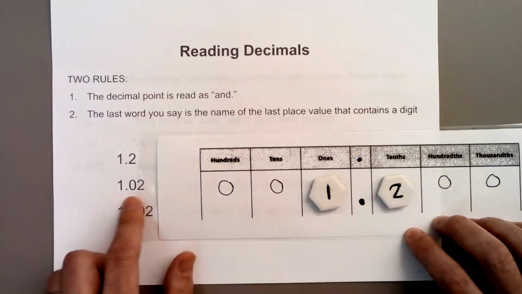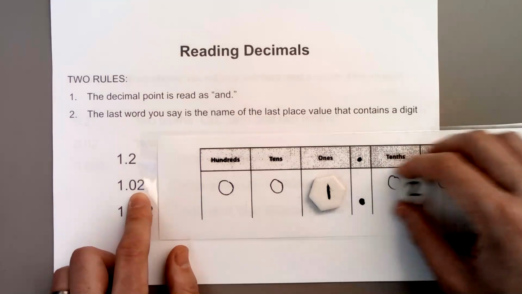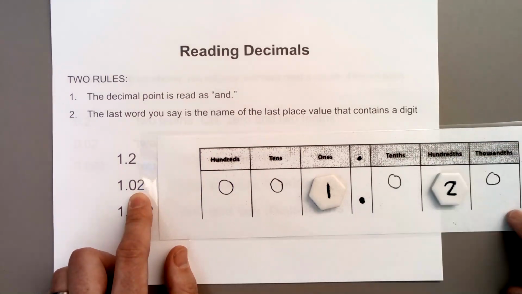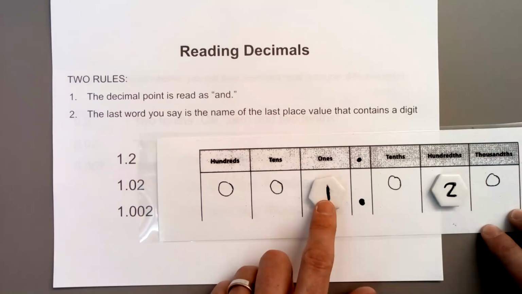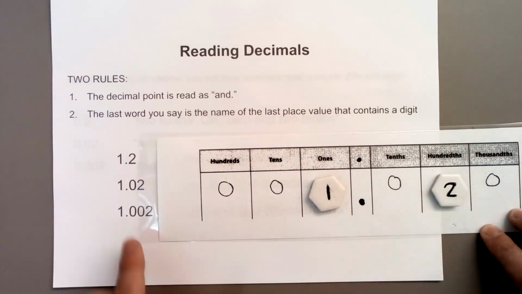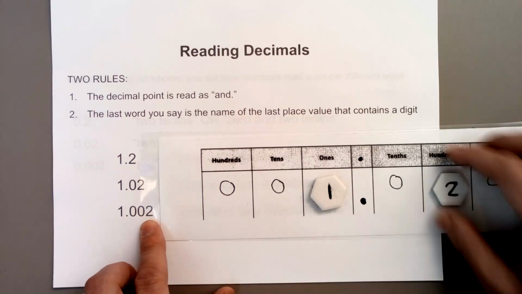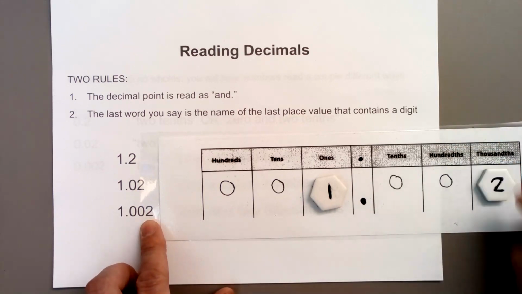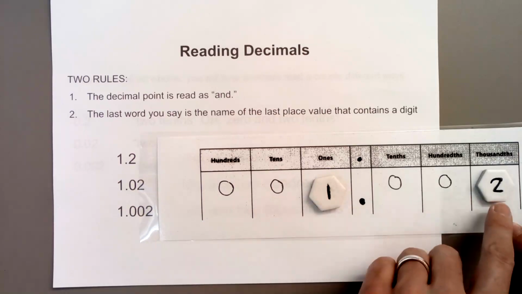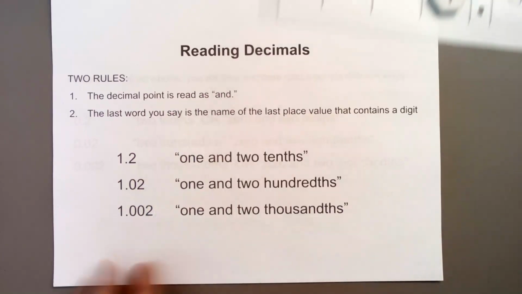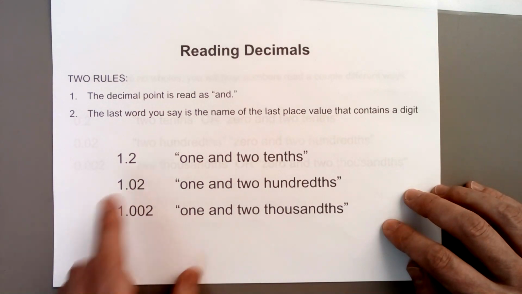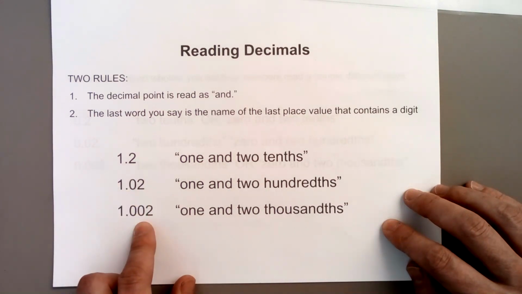So over here, the 2 is moved one place value to the right. That is the hundredths place. So the last word I'm going to say is the word hundredths. 1 and 2 hundredths. And lastly, in this example, I have the 2 one more place value to the right. That is the thousandths place. So this decimal is read 1 and 2 thousandths. I've got the words right there. 1 and 2 tenths, 1 and 2 hundredths, 1 and 2 thousandths.